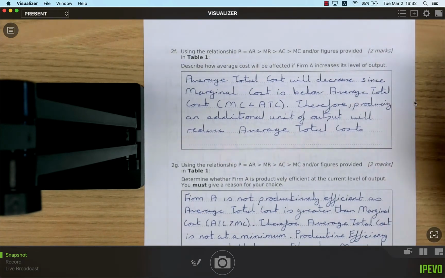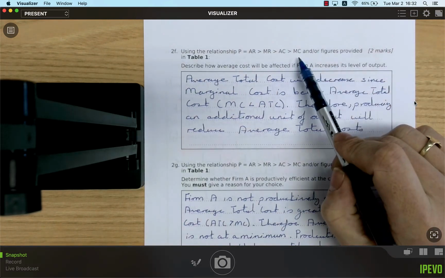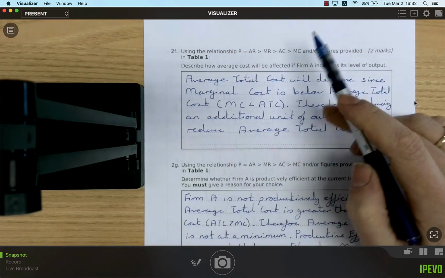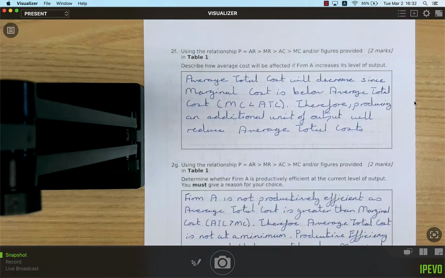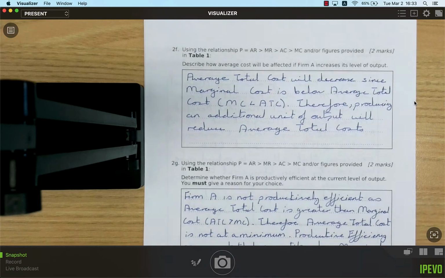Describe how average cost will be affected if firm A increases its level of output. And you see, again, guys, you have to know your relationships. Because marginal cost is less than average cost, that means that average cost is falling. When marginal cost is below average cost, average cost is falling. When marginal cost is above average cost, it is rising. And when marginal cost equals average cost, average cost is at a minimum. And if the firm is producing that quantity where MC equals AC, they are productively efficient. So average total cost will decrease since marginal cost is below average total cost. Therefore, producing an additional unit of output will reduce average total cost. Another reason why profits will rise.